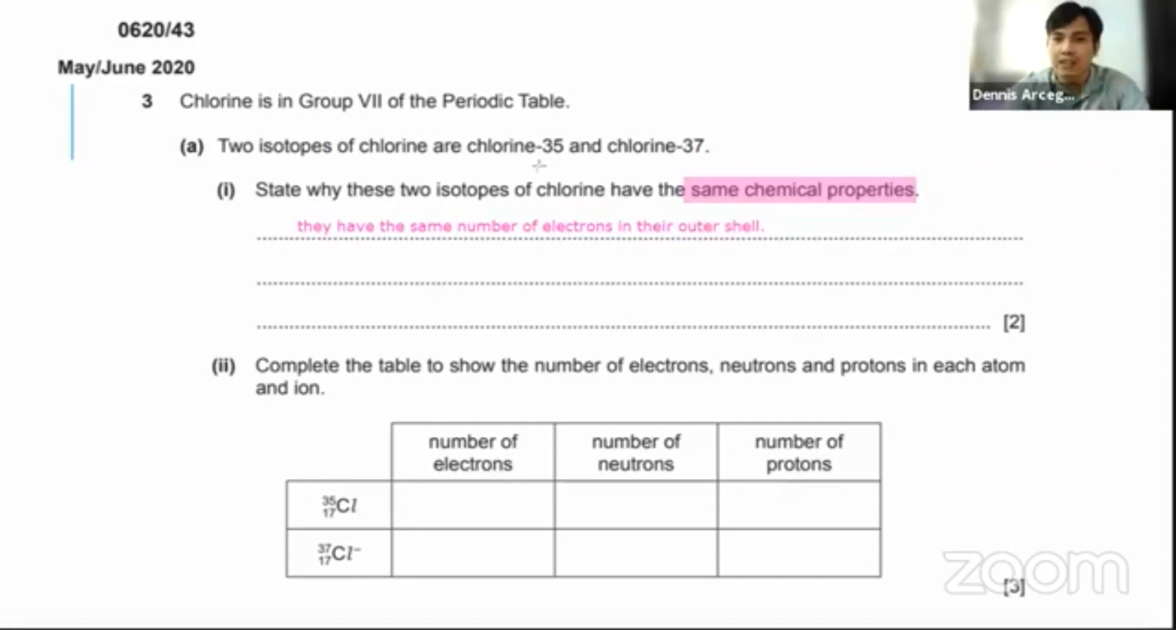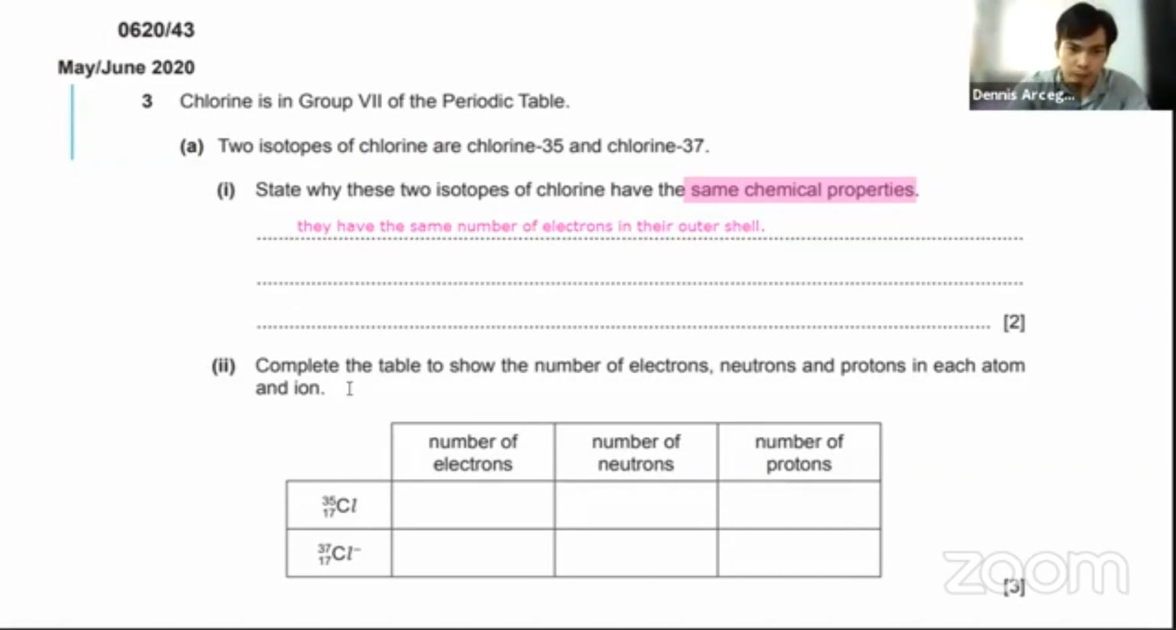But remember this, class. Not only for chlorine, not only for isotopes of the same element, but also for different elements. Let's say, for example, sodium and potassium. They are different elements, but they have the same chemical properties. Why? Same reason. They have the same number of electrons in their outer shell. So elements in the same group have the same chemical properties because they have the same number of electrons in their outer shell. For example, elements in group 1 have 1 electron in their outer shell, so they have the same chemical properties. Elements in group 7 have the same number of electrons in their outer shell, so they have the same chemical properties.